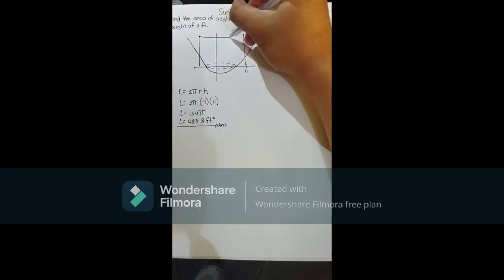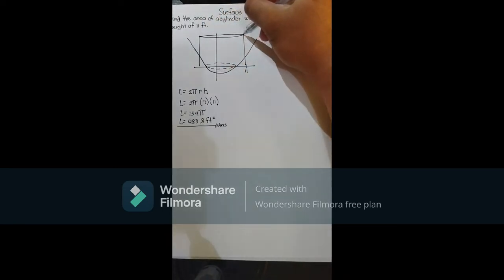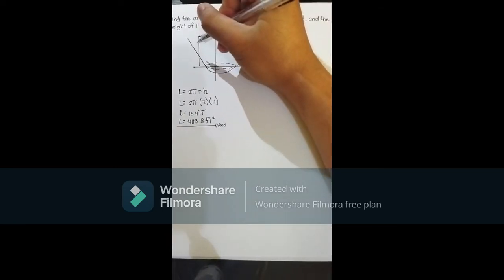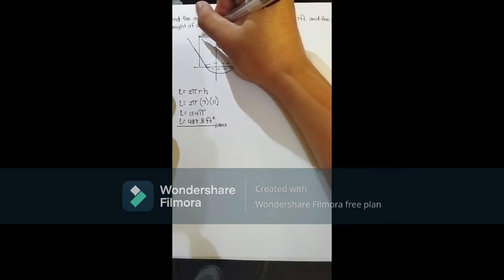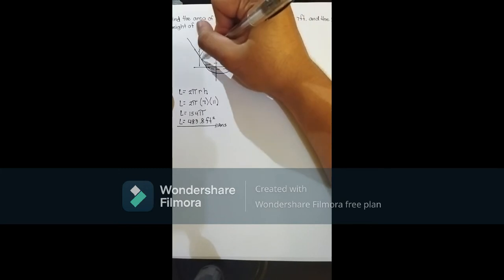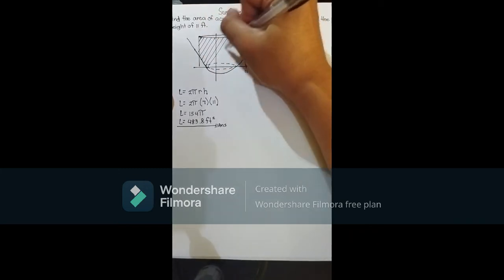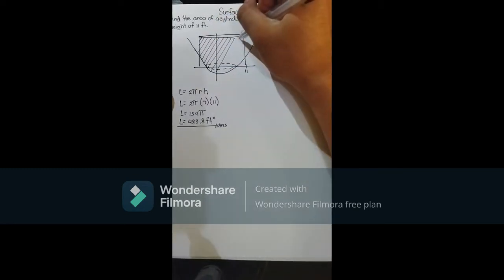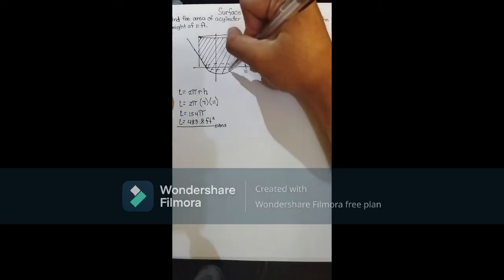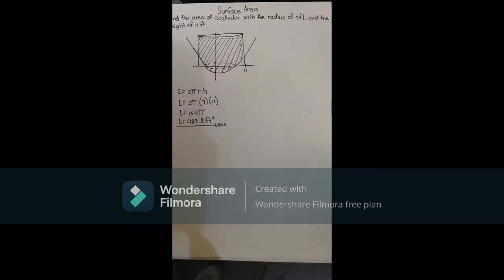So here we're just going to adjust the graph. So this is the surface area. And this is it.